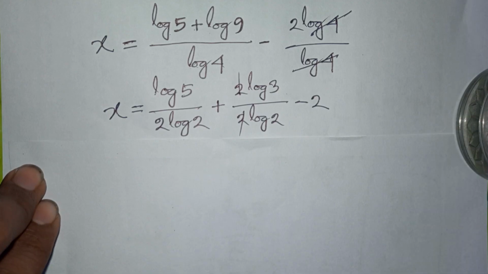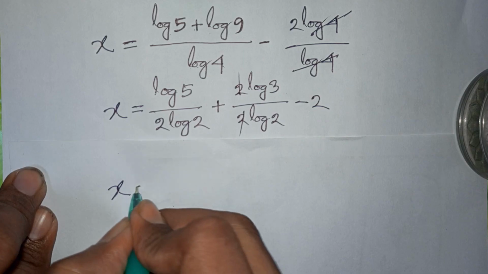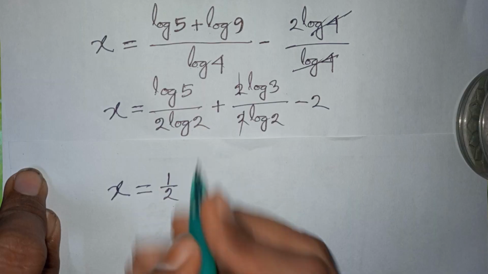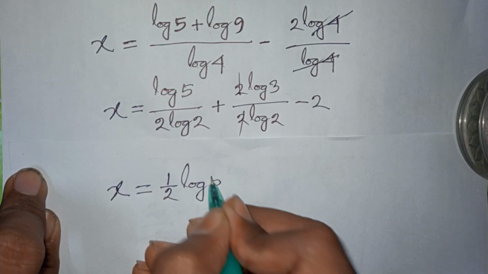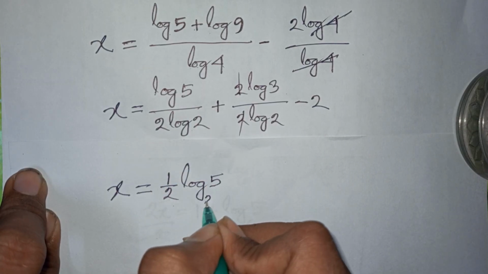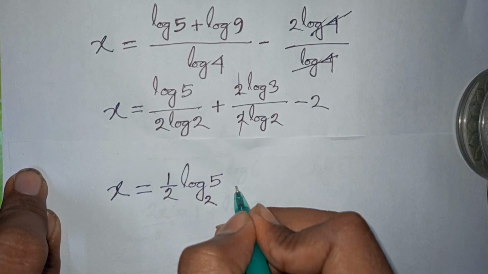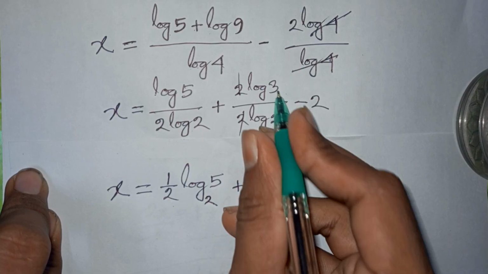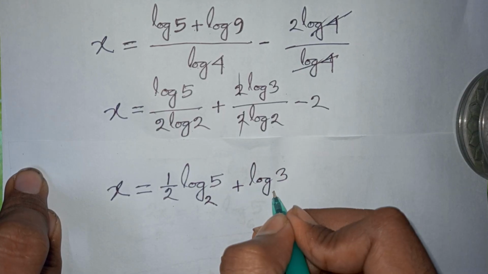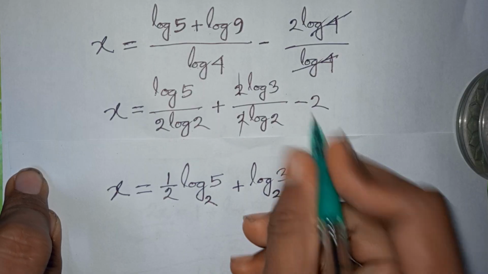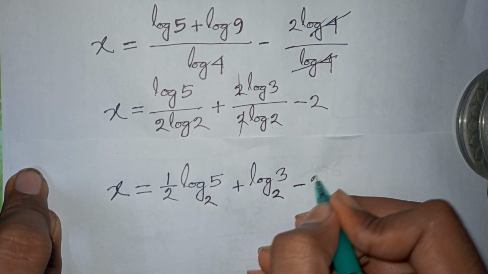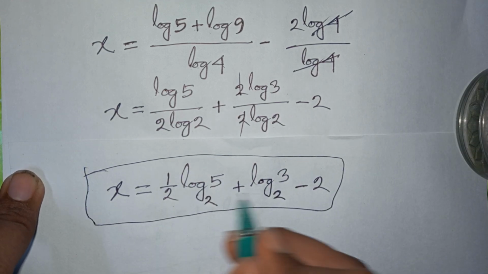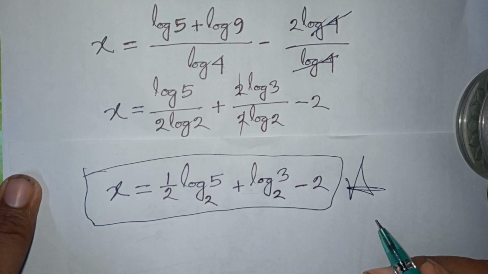Now we can write here x is equal to, log 5 over log 2 is the same as log 5 base 2, plus log 3 over log 2 is the same as log 3 base 2, minus 2. So this is the value of x. This is our final answer.